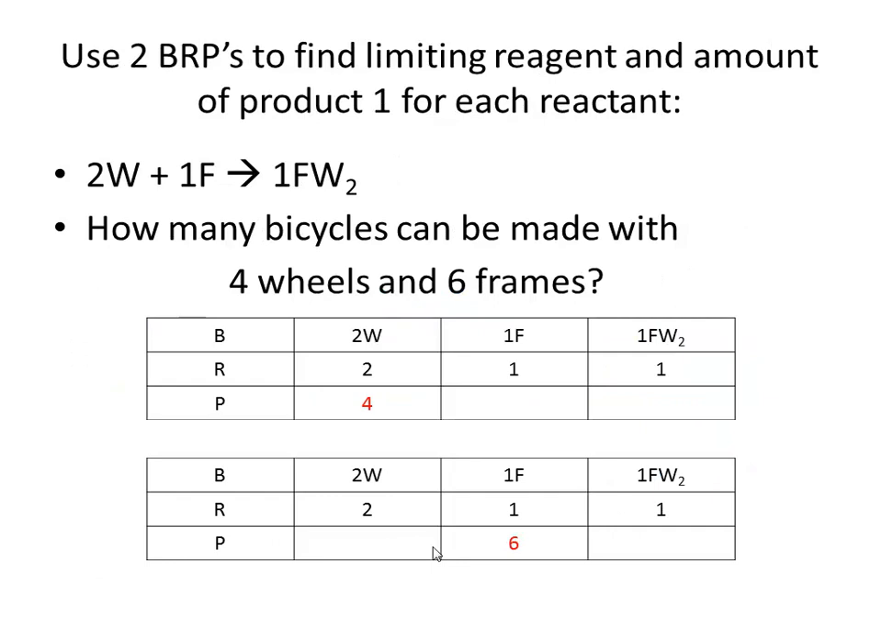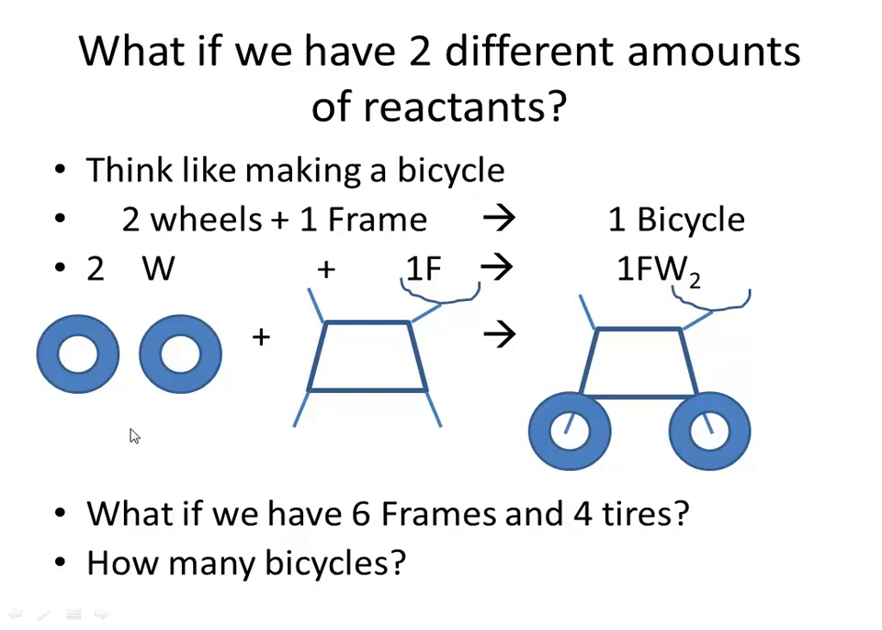So, we have 2 different BRPs we have to set up for this, because I have 4 wheels and 6 frames. This is how to do this type of problem. It's called the limiting reagent problem. So let's talk about this example again. I have extra frames, right? I run out of tires here. I only have 4 tires, so I only need 2 of these frames to make the bicycles.